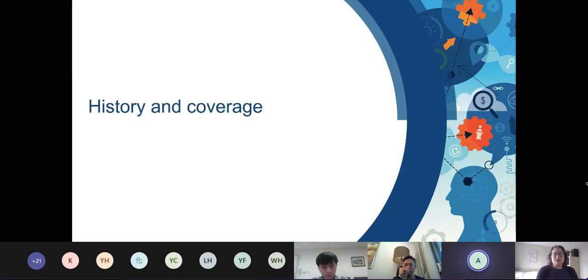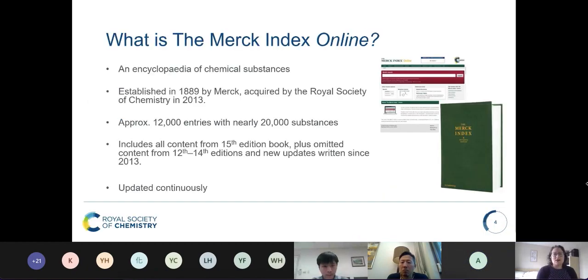So the first area I'm going to cover is what is the MerckIndex Online and what is in it. So the MerckIndex Online has a long history, and it is best described as an encyclopedia of chemical substances. I guess kind of Wikipedia, but a lot older. So some of you may be familiar with the MerckIndex Online from the book, which has been found in libraries and in laboratories around the world for over 100 years. So this book began being published by the Merck Chemical Company in 1889, all through the 20th century. And they eventually made a CD version as well.